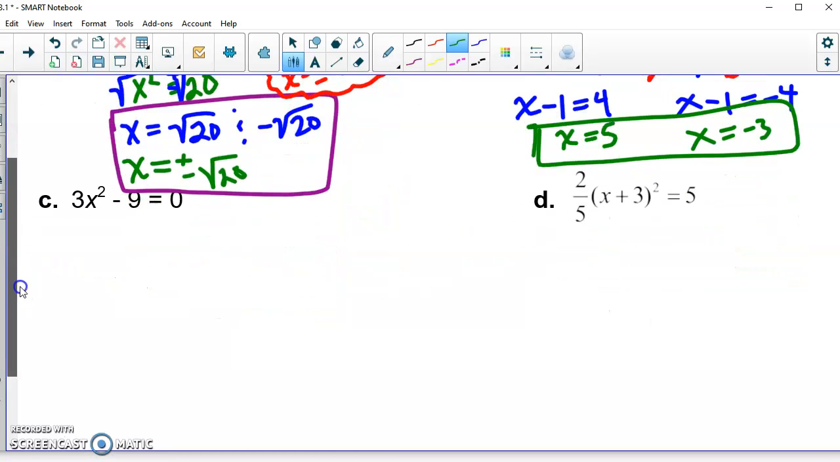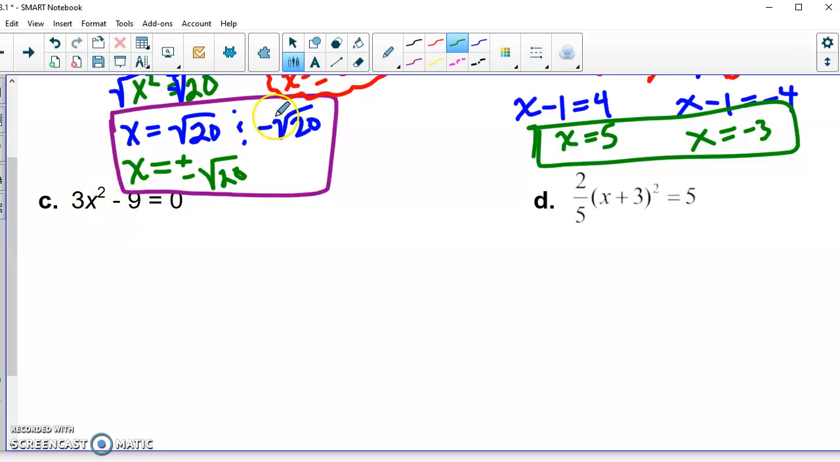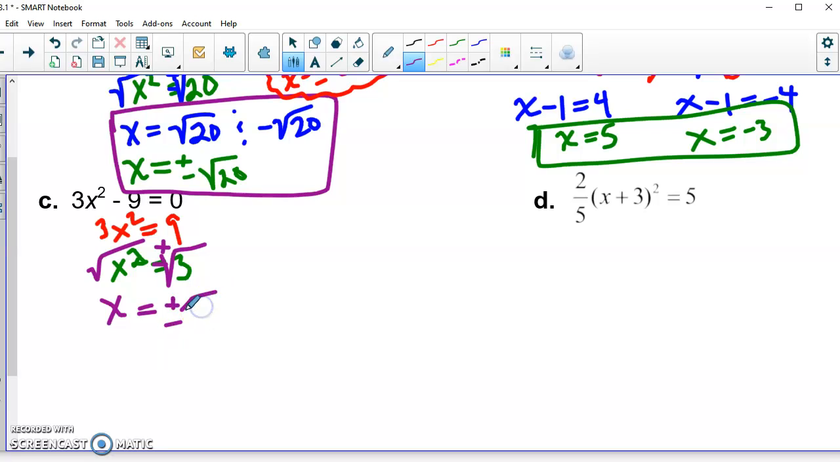All right, let's look at a couple more. Here we have 3x squared minus 9 equals 0. So we're going to go ahead again and isolate that x squared, adding 9 and dividing by 3. All right, now time to take the square root. Whenever we take the square root in solving, we need a positive and negative applied. So x equals positive and negative square root of 3, or you could list them out separately. Again, either one of those is totally fine.